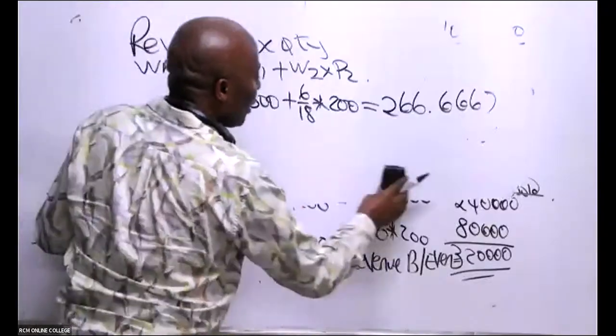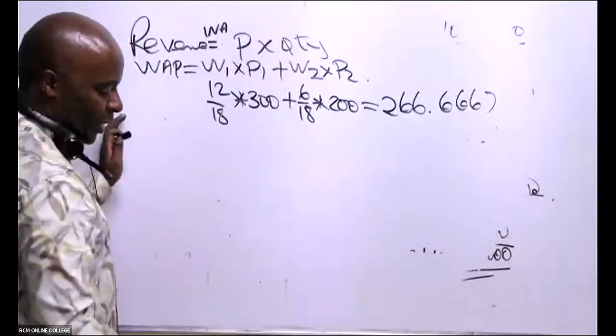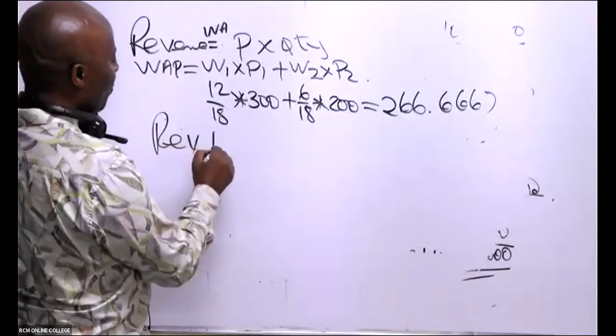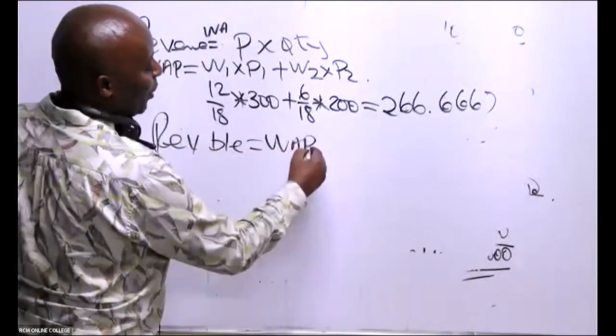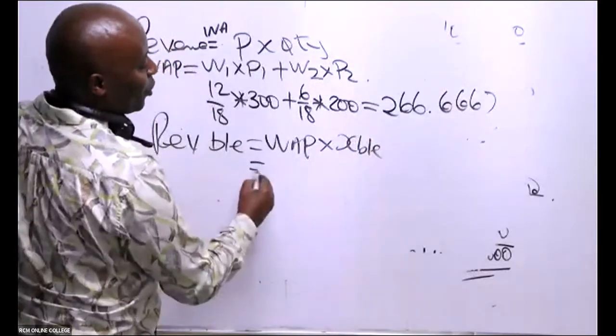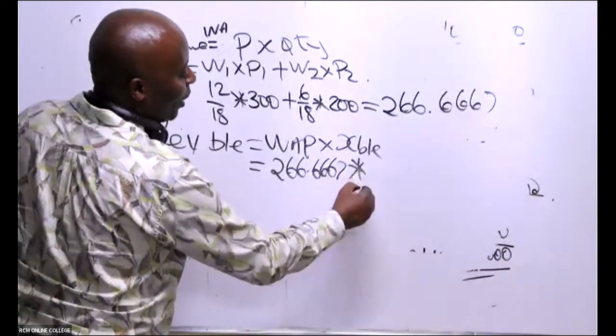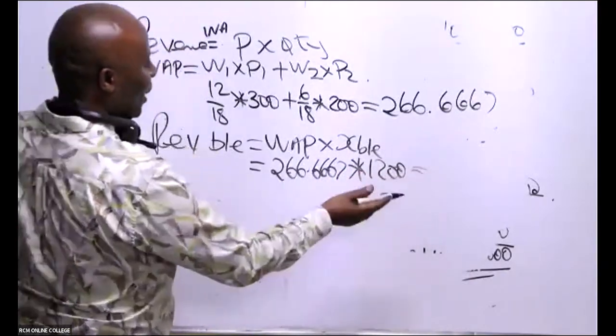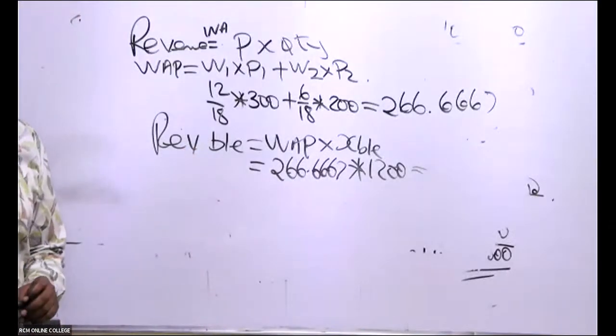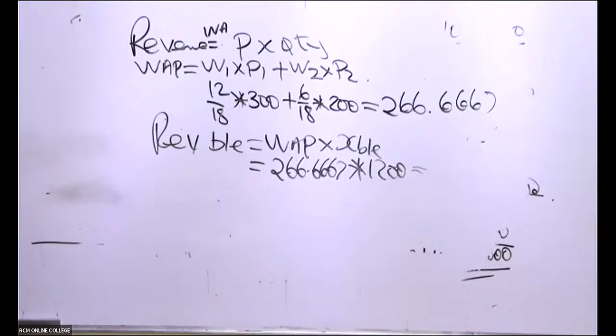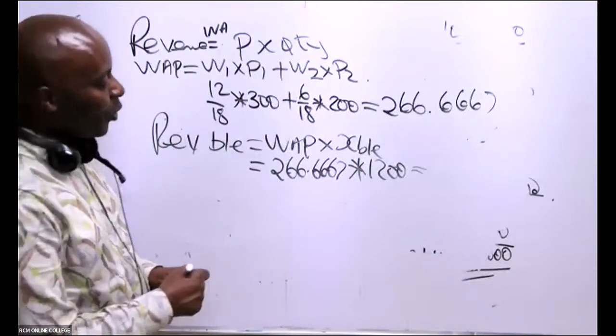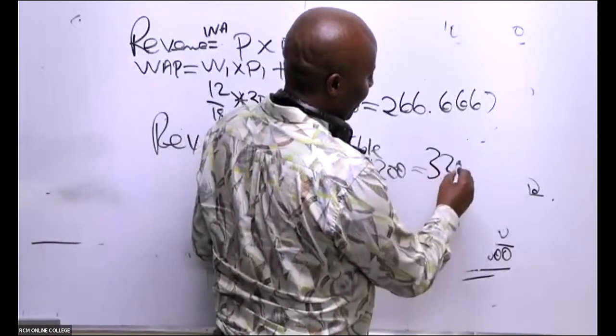Then we say that revenue break even will be equal to the weighted average price times XBE. So the weighted average price is 266.66667. And what is the quantity to break even? Are you able to multiply and then confirm? It will give us exactly 320,000. Whatever figure you have there, it will give us that 320,000.